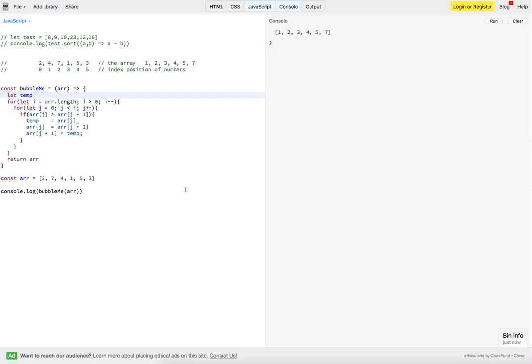That is bubble sort. I hope I explained it well.